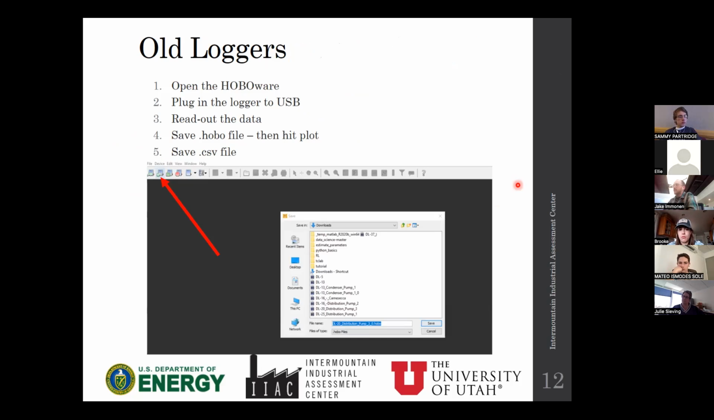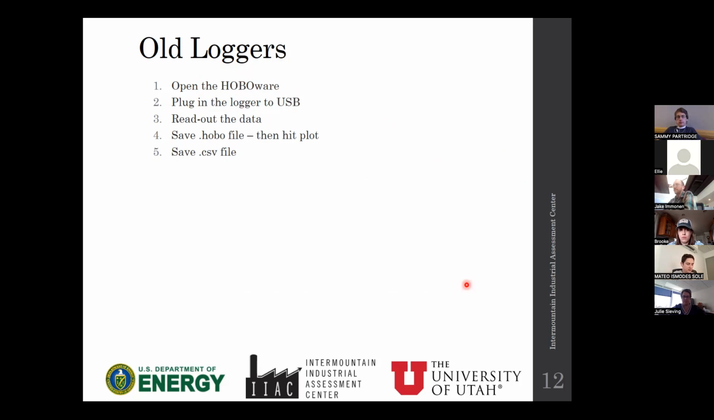Okay, so this is just going to be a quick outline of how to download the data for the old loggers. For that, we want to open the HoboWare software. Then we just plug in our logger with the USB port. And then we just hit this read out data button, which is in red here. That'll bring up this option to save the file, and just save it as a hobo file.